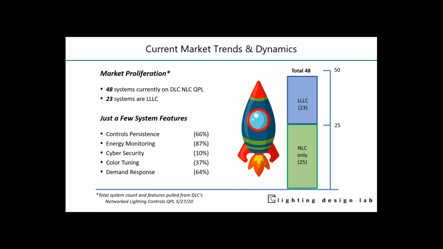Energy monitoring. This is one where, because of a requirement that the DesignLights Consortium team worked on with stakeholders and industry and was able to put in place, this number has shot way up. 87% of products now have this energy monitoring capability. And that is critical, folks, because anybody who works for utilities knows how expensive and complicated it is to go in and do metering after the fact.